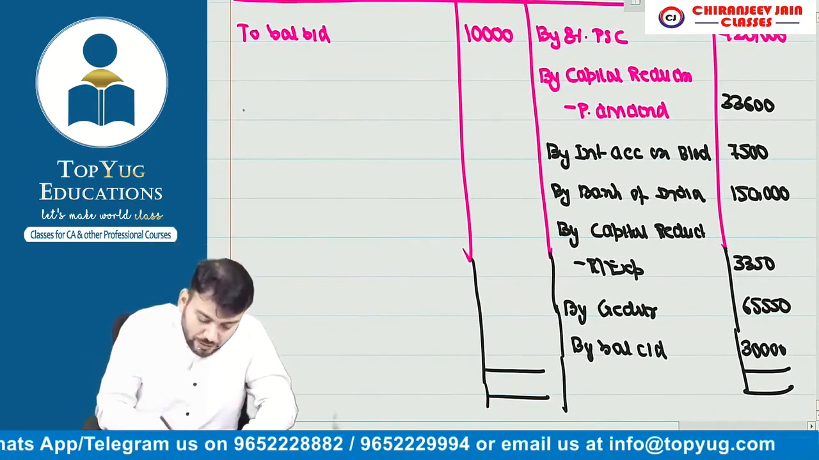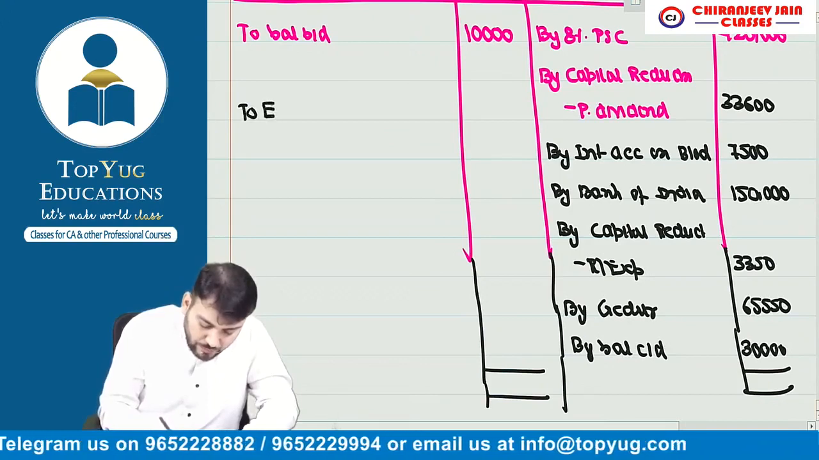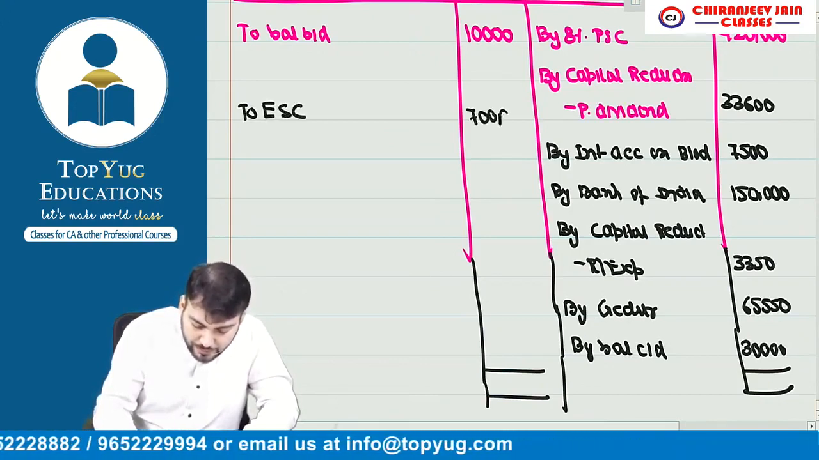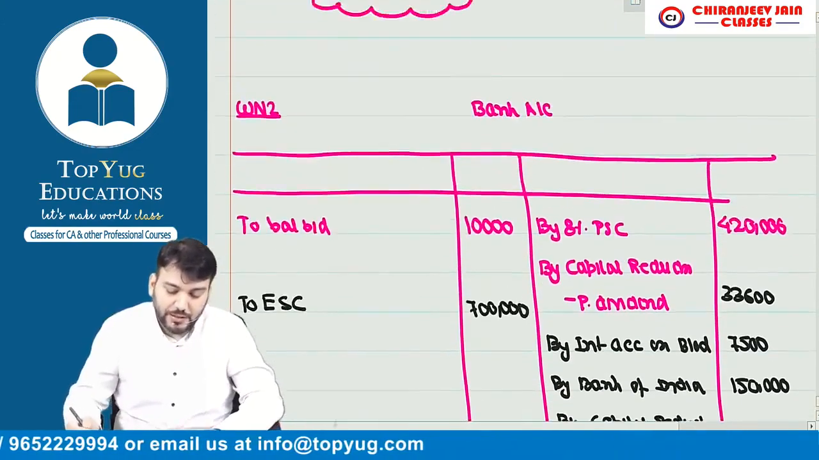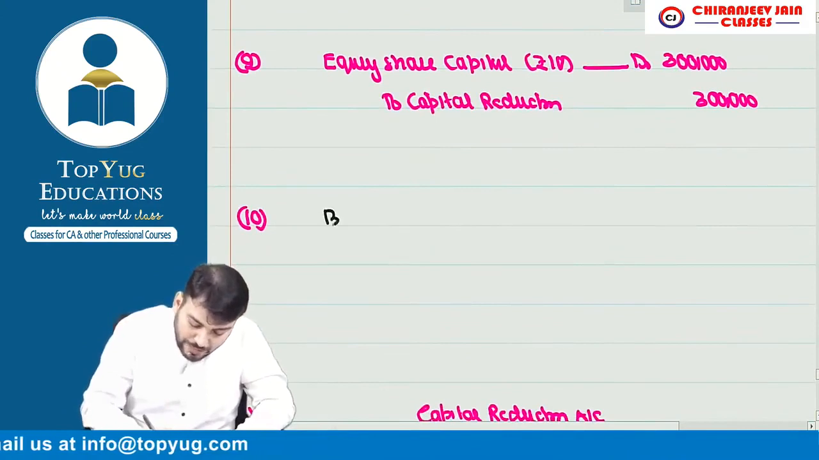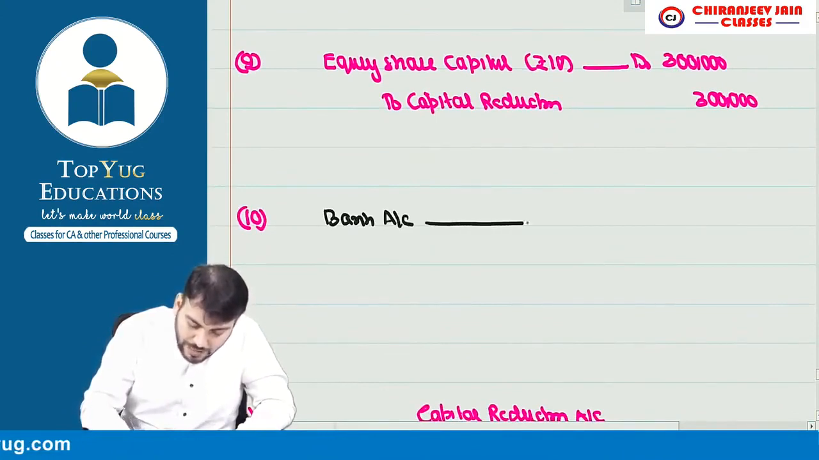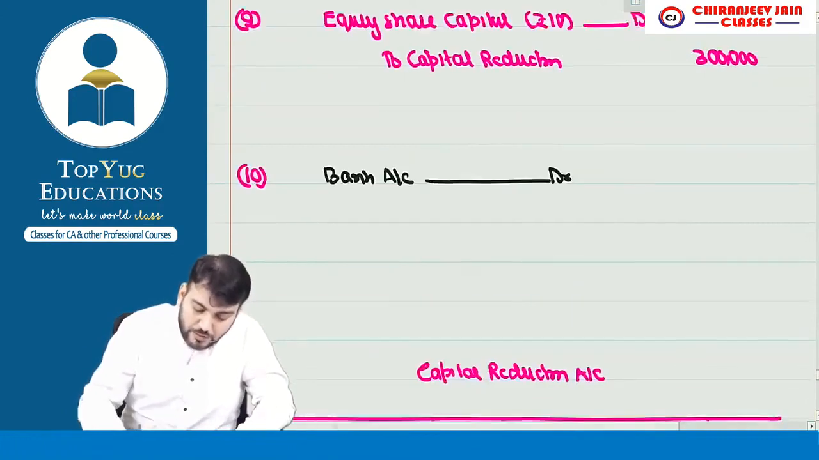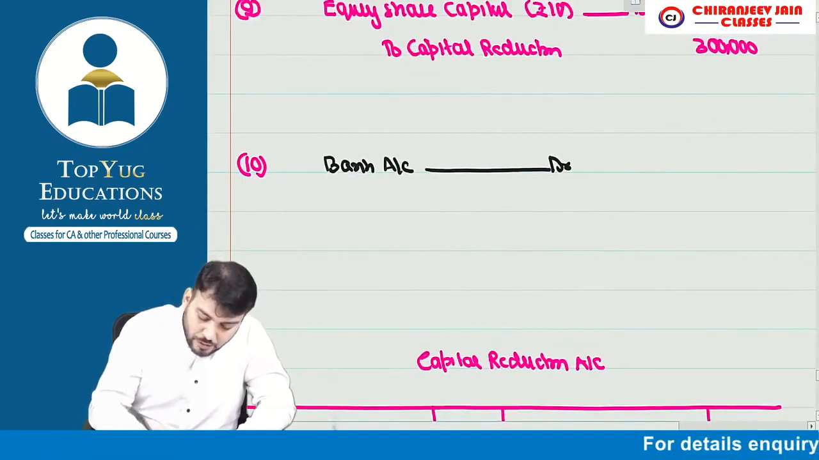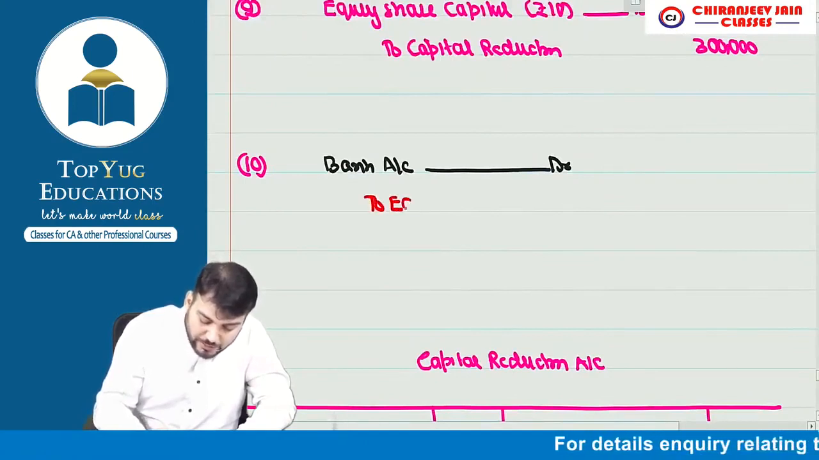It is 7 lakh. So we will write 2 equity share capital 7 lakh. Correct? Yes sir. So what journal entry will we do? Tell me. Bank account debit, to equity share capital. Correct?